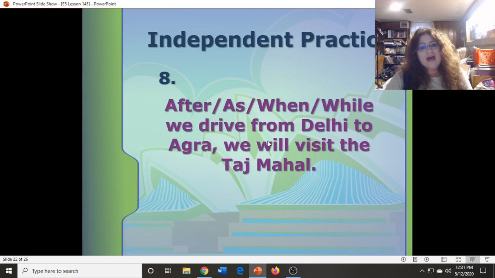After we drive from Delhi to Agra, we will visit the Taj Mahal. As we drive from Delhi to Agra, we will visit the Taj Mahal. You can also use when we drive from Delhi to Agra, we will visit the Taj Mahal, or while we drive from Delhi to Agra, we will visit the Taj Mahal. These are all good choices that you could use. Notice there's a comma here because the dependent clause with the subordinating conjunction came first.